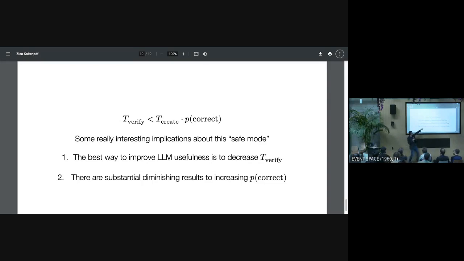But you know, you can only get to one up there. You can't get past that. And you can't affect T-create because, you know, we're humans and we're just limited in that respect. Therefore, the single best way to make LLMs more useful is to make them easier to verify. And I think this is actually kind of interesting, right? So if you want to make LLMs better for search, don't make them better at returning truth. Make it easier to find what they're pointing to underneath it.